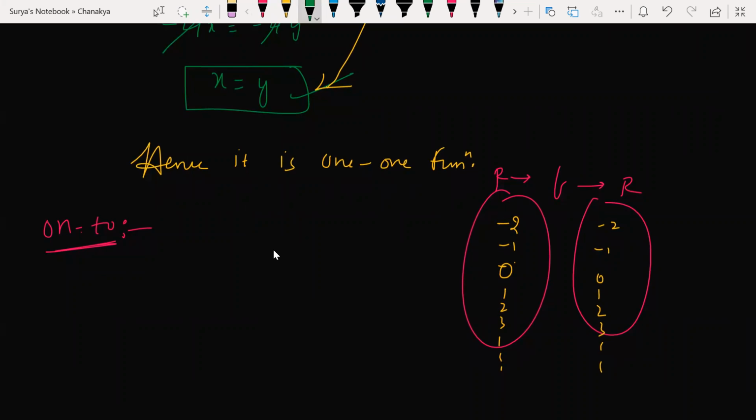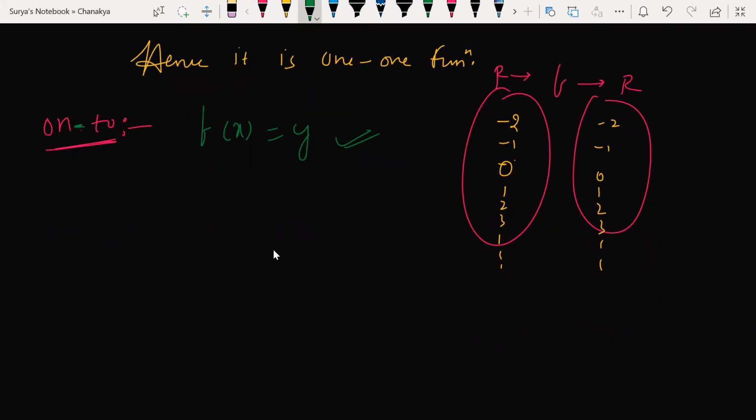Remember one thing. For checking or proving onto, you always have to prove f of x is equal to y. That is what you have to prove: f of x is equal to y.